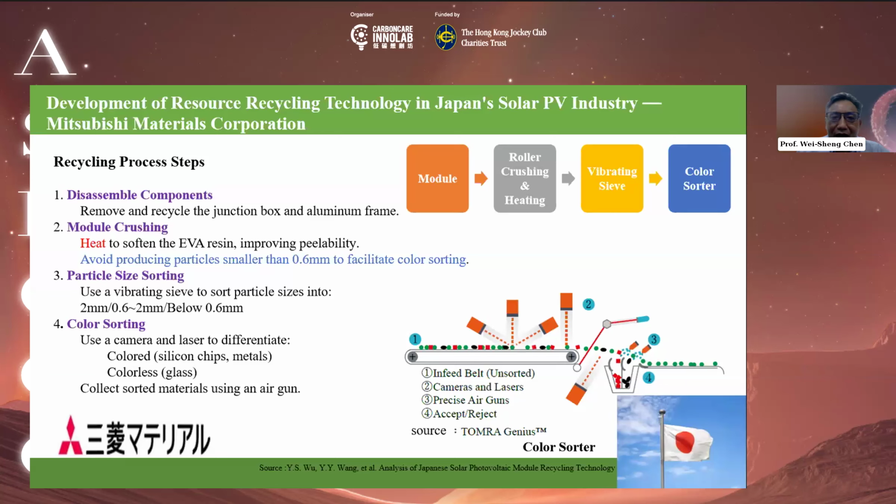So far, for the recycling technology in Japan, we have Mitsubishi Material Corporation. They disassemble the components, the aluminum frame and the junction box, and then the module is crushed into pieces, and then particle size sorting and color sorting separate the colored silicon chips and metals from colorless glass. So they are trying to do this recycling technology.